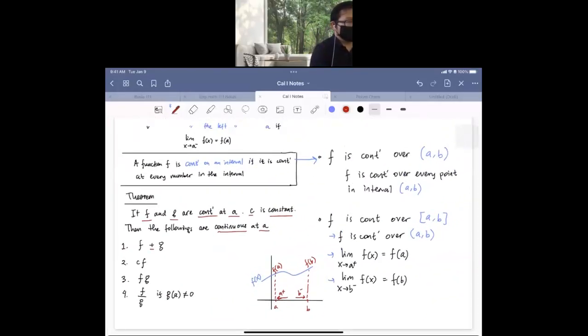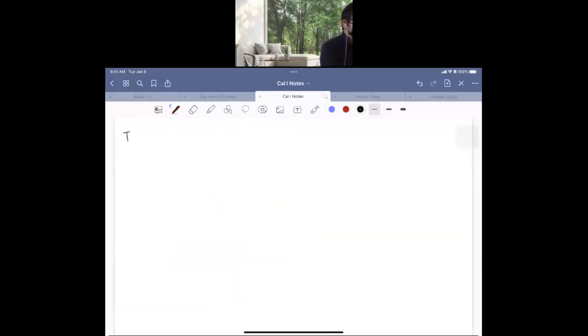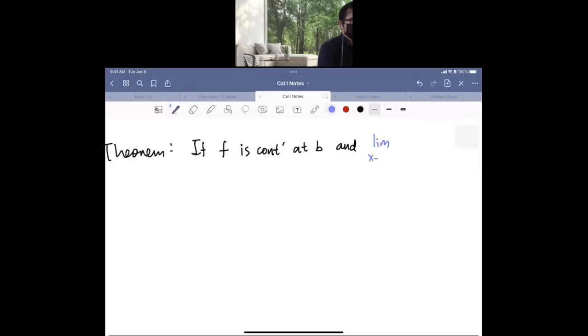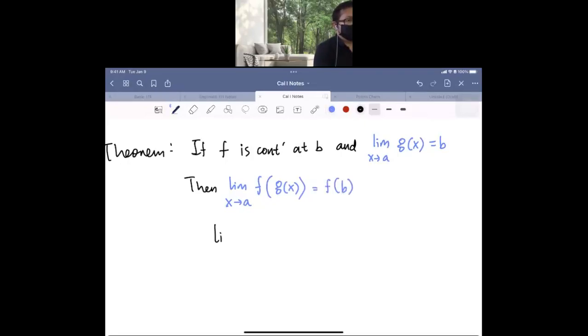Okay, maybe one more theorem and then we can end our class and go to the feedback session. Just one more. So, theorem: if f is continuous at b and the limit as x approaching a of another function g is equal to b, then the limit as x approaching a of f of g, we use the composite, combining this g inside f, will be equal to f of b. So we could write that the limit as x approaching a of f of g equals f of the limit, so we can move the limit inside the composite.